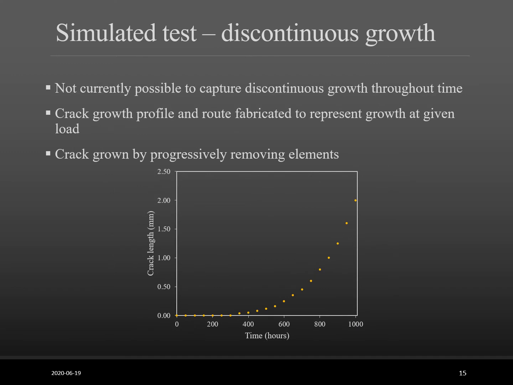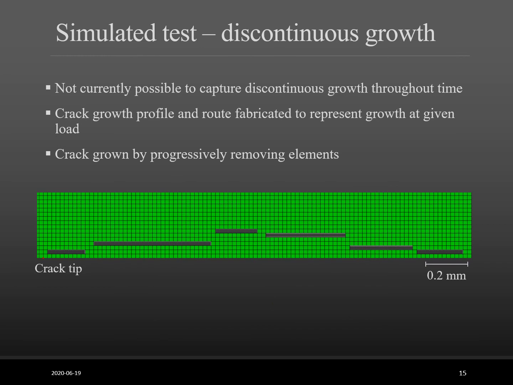Currently, it is not possible to capture the exact path of a discontinuous crack as it grows throughout time. As such, it was necessary to fabricate the growth profile and its route to approximately represent how it would likely grow under the given loading conditions. The crack length as a function of time is shown here. The crack growth was implemented by progressive removal of individual elements from the model until it reached the full length of 2 mm, as shown here.